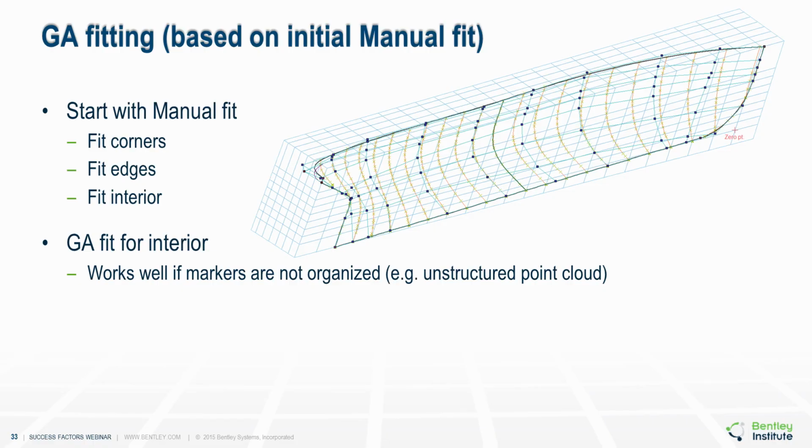We'll now look at how we can use the genetic algorithm fitting to improve an initial manual fit. So with the manual fit we would have fitted the corners, the edges, and then done a rough fit of the interior of the surface. The GA fit can then be used to improve the fitting in the interior part of the model. And it works very well if the markers are not organised. So for example, if you just had an unstructured point cloud, which would be quite hard to fit manually if you didn't have section data.